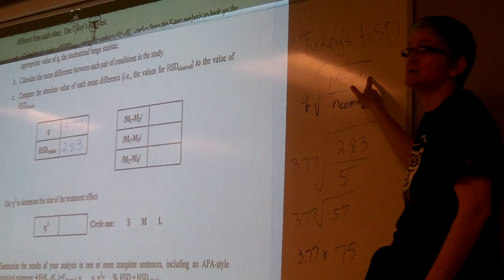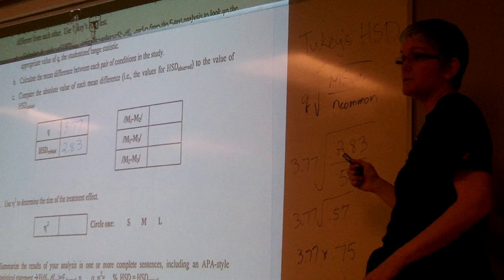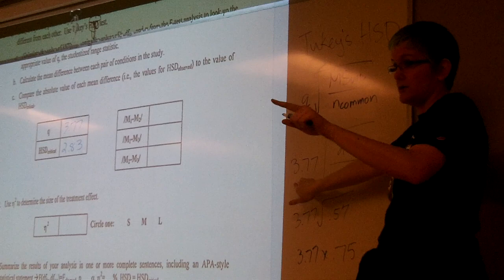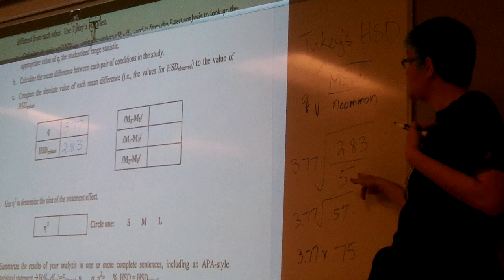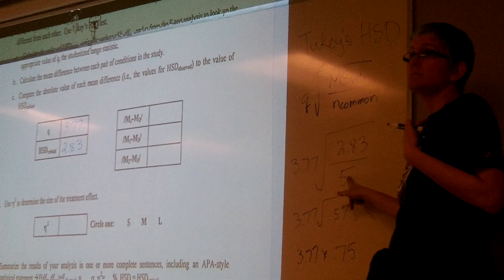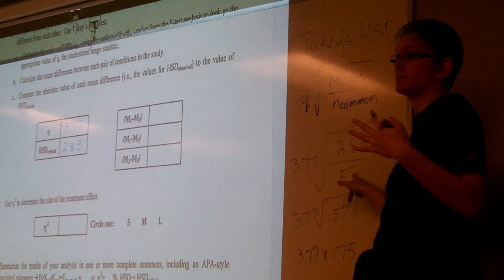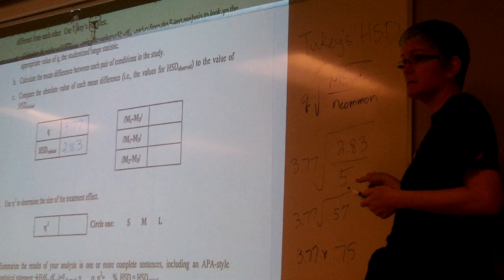So first thing we're going to do is substitute in the values for our study. We look up Q in the table and we get 3.77. Are you okay with that? Then we look at our previous calculations and find our mean square within conditions and substitute in that value. Then we look at our samples and find the common sample size. All of our samples are size 5, so we put 5 here. First step is divide 2.83 by 5. If I do that and round to 2 decimal places, I get 0.57.